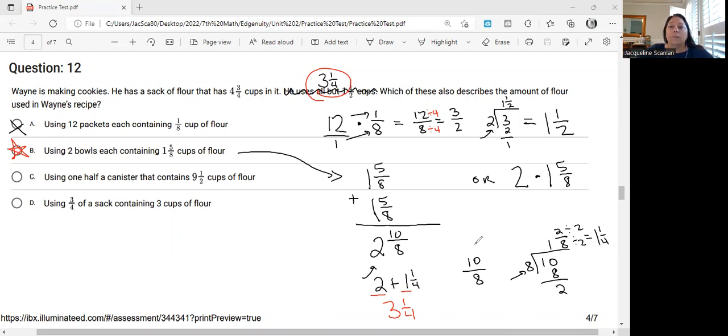Obviously, you need to be very strong in adding and multiplying and simplifying fractions. If you struggle with your fractions, you are going to be using Desmos to do the math. All right, so you would be pulling over to Desmos and you would be entering 1 5/8 plus 1 5/8, and it will give you that answer. Let's move on to number 13.